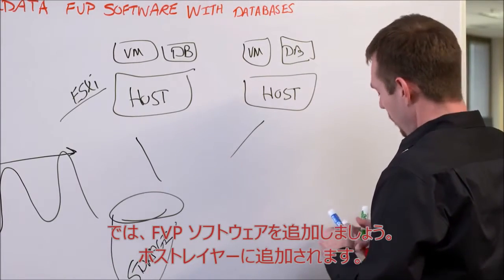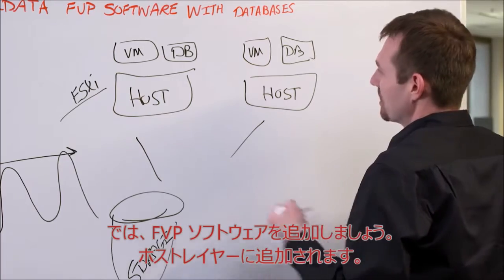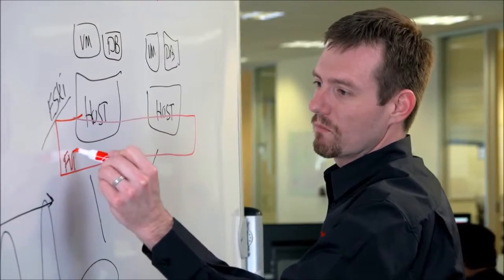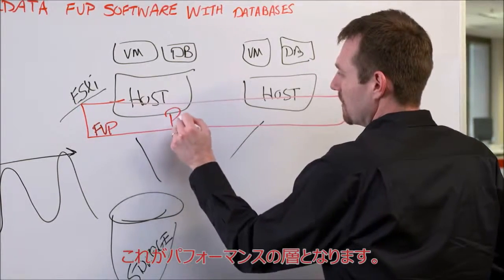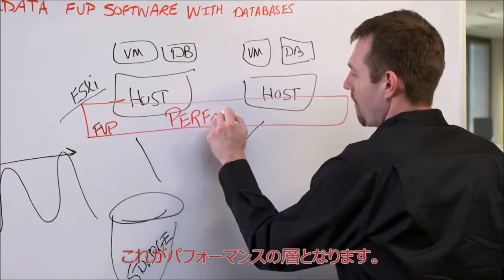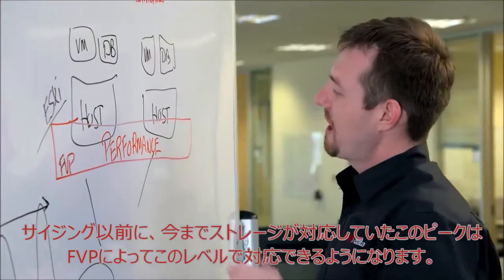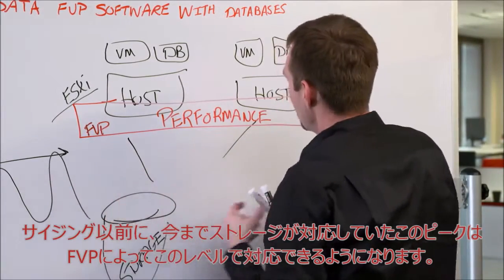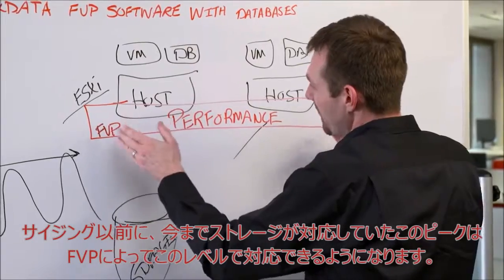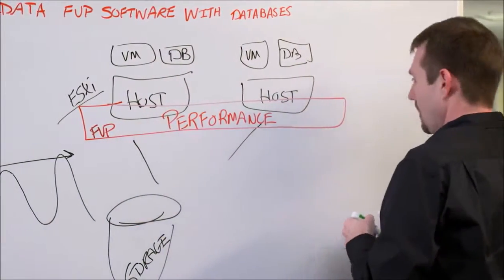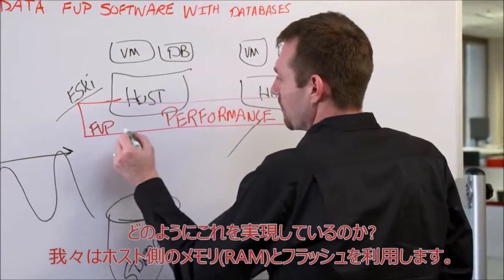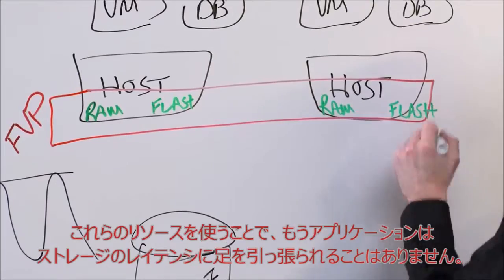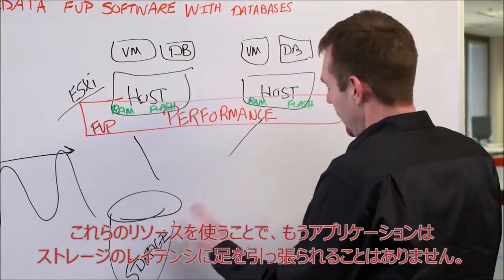So let's add in FVP software, and that's going to be added in at the host layer. And this is going to be our performance tier now. So rather than sizing our storage to handle these peaks, we're going to do that at this level here with FVP. So what do we use to do that? We're going to use host side RAM and flash. By utilizing these resources, we don't have to see the latency of this storage.